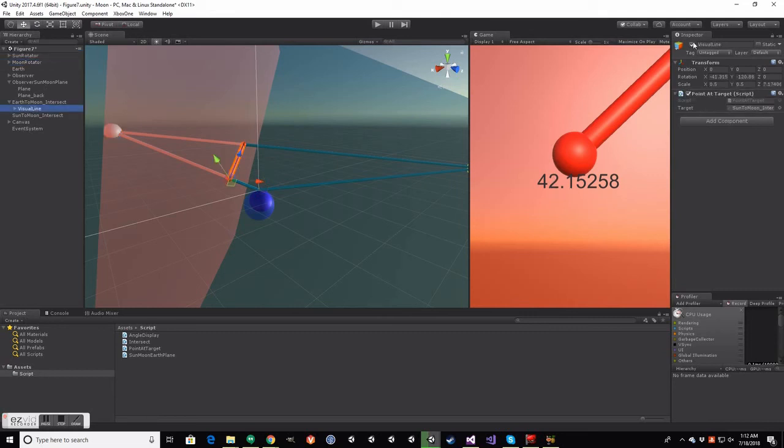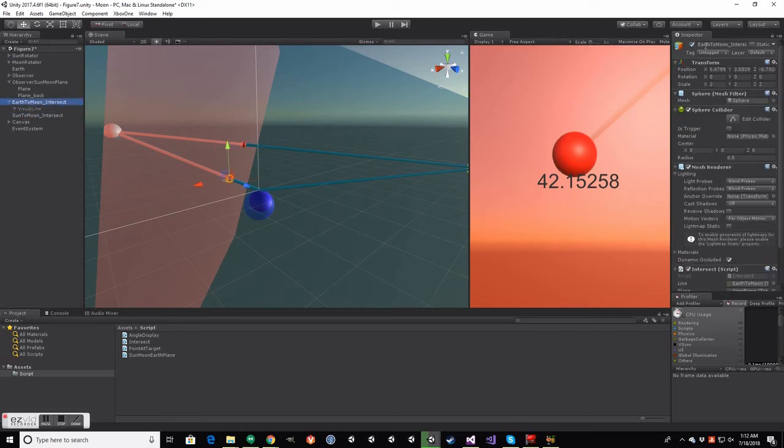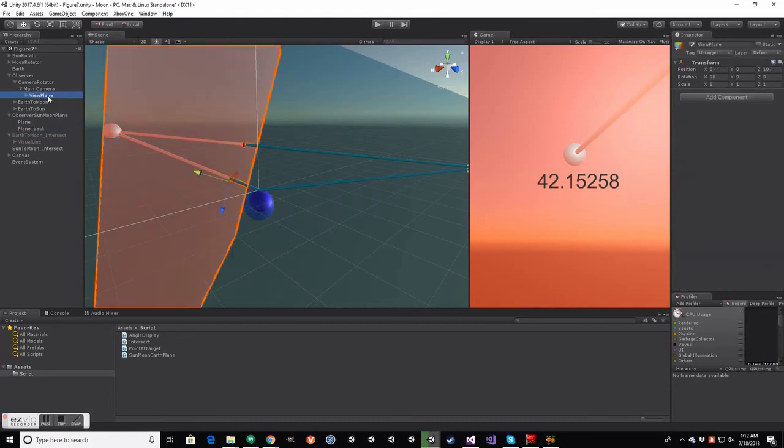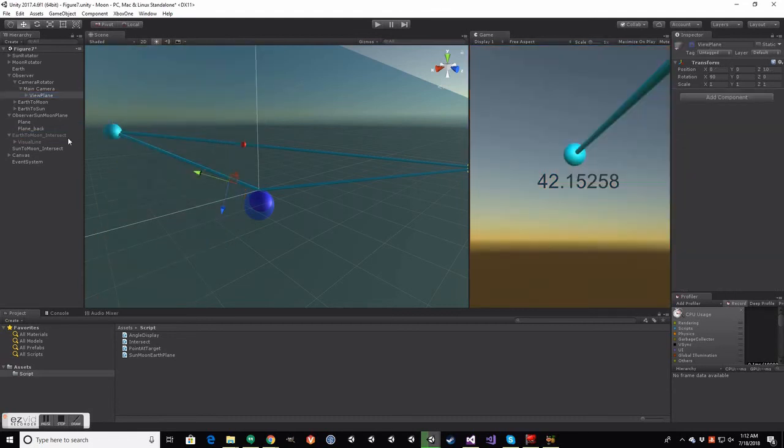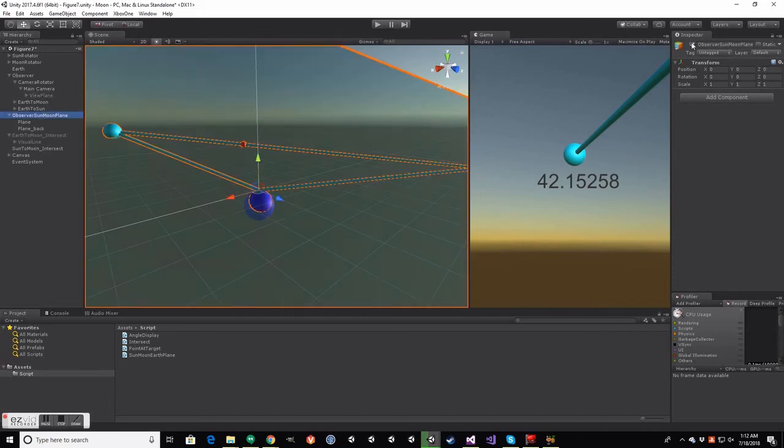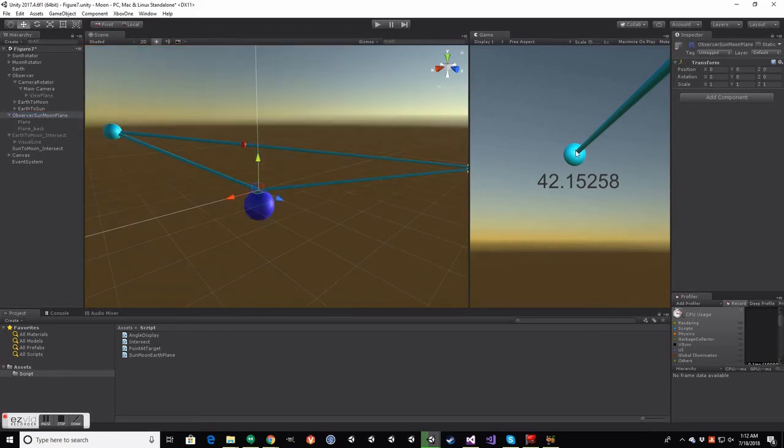Now I can turn off my visualizers. We can see that moon again. Okay, that's that dot. And let's turn off the plane. Turn off the red plane so you can see through it. And you can see there's our moon. Oh, we don't need this one either. Let's turn that plane off. You can see there's the moon, and here's the light coming in from the sun.